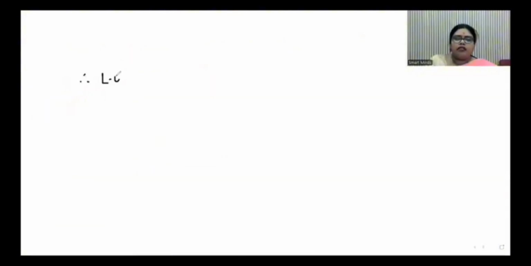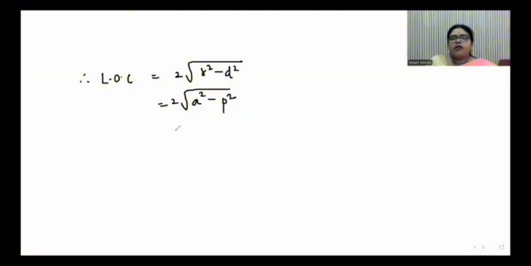Therefore, what is length of chord? Length of chord formula is 2 root r square minus d square. But r we got it as a and d we got it as p. So 2 root a square minus p square is the final answer.